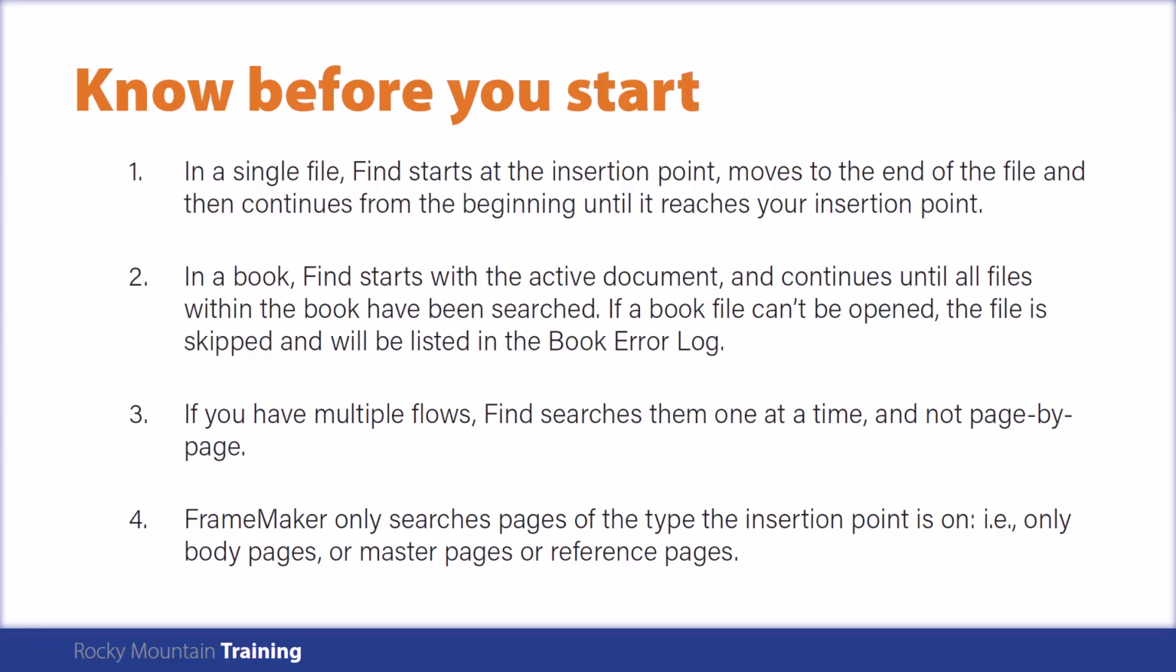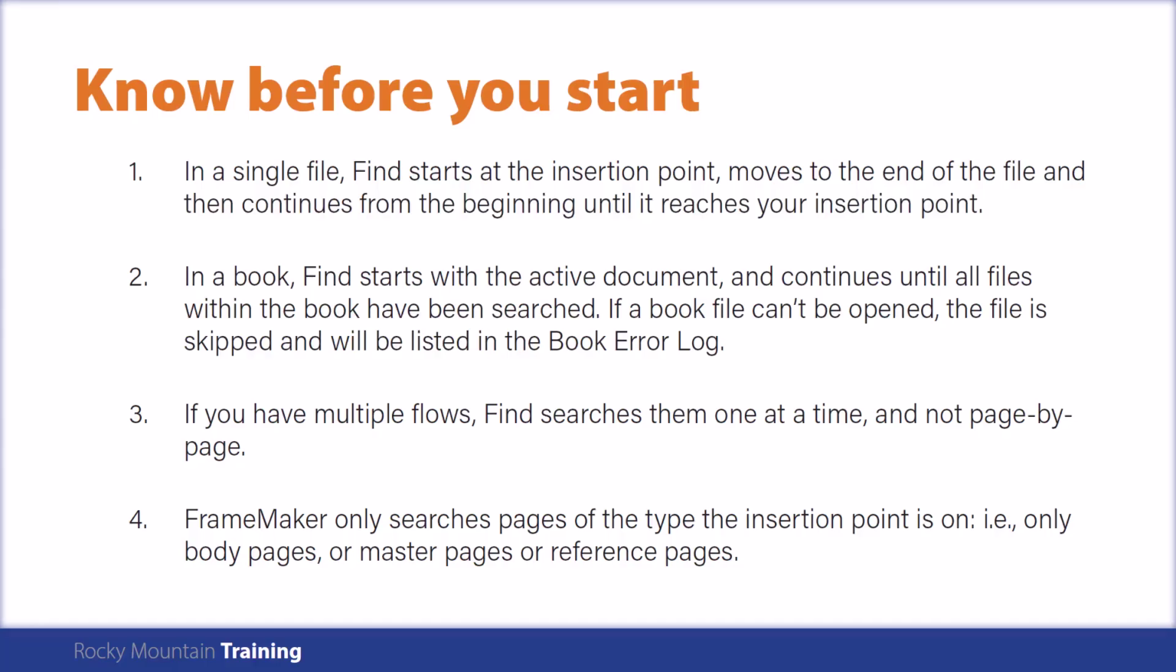If you're in a single file and your cursor is at some random spot and you decide to initiate a Find or a Find and Change activity, FrameMaker is going to search from that point to the end of the document, head back to the beginning, and then come back to where you started. So it doesn't start at the beginning, it starts at your cursor position and wraps all the way through. If you're in a book, it starts with the document that you have active and then goes to the other files in the book.